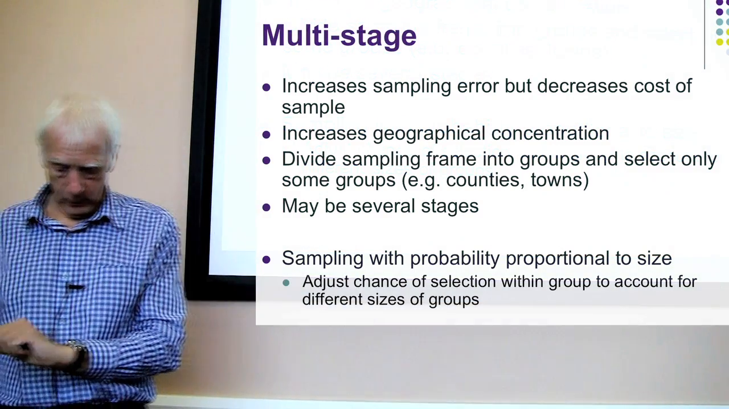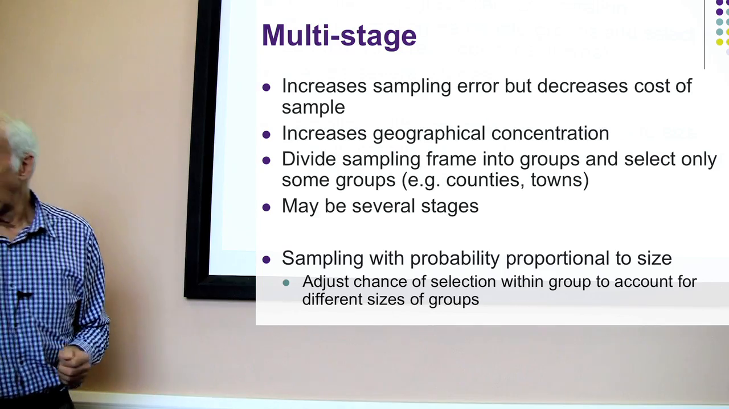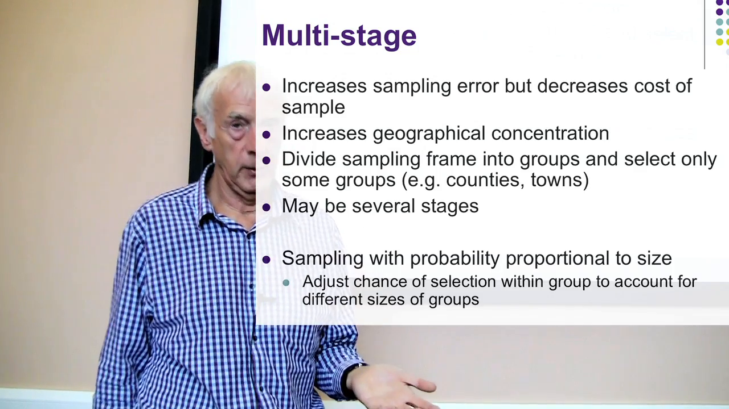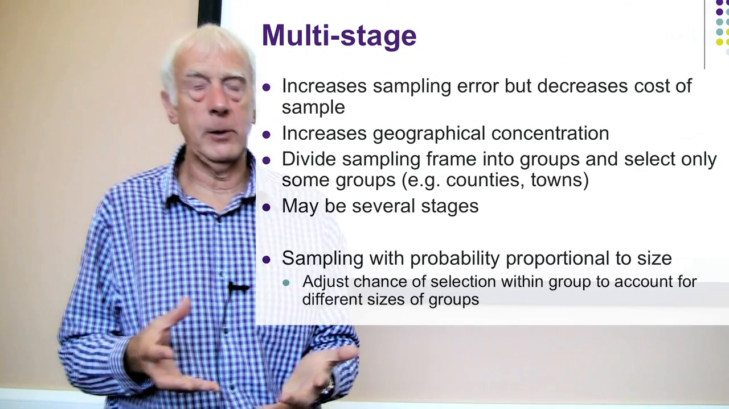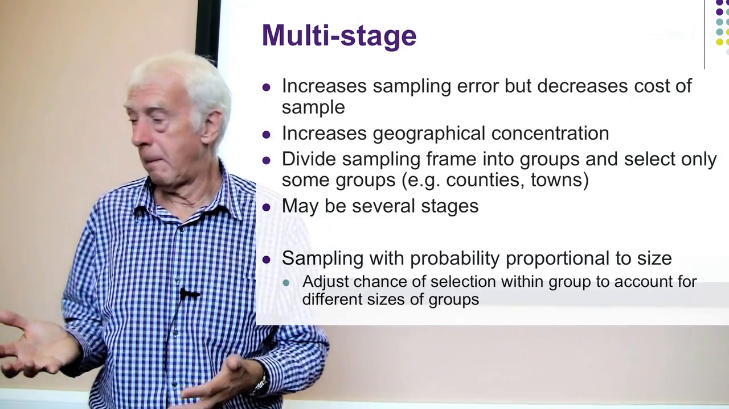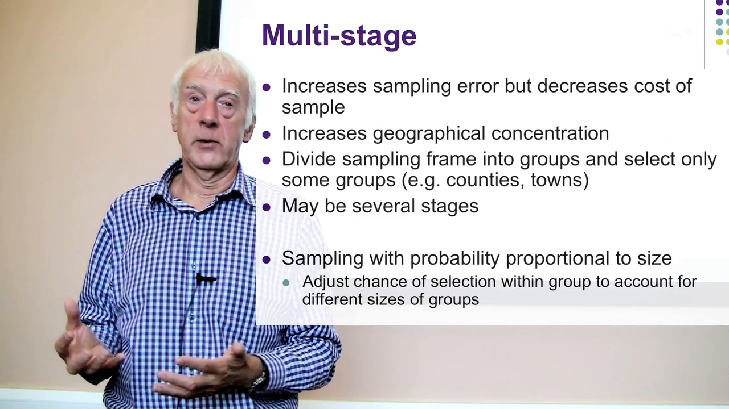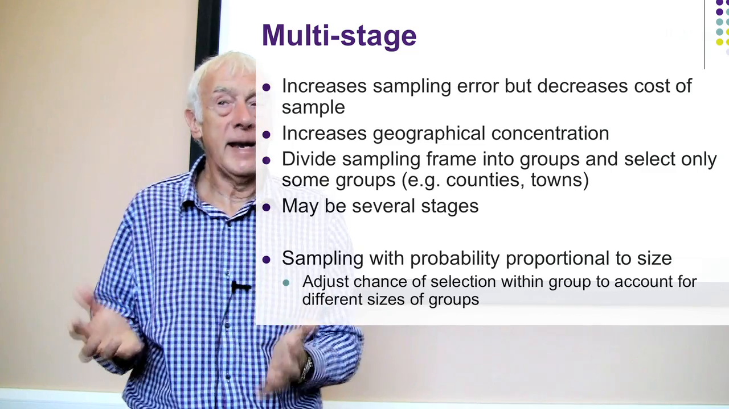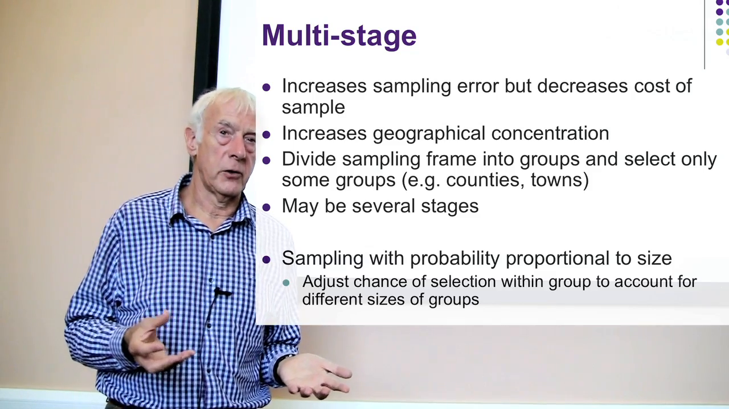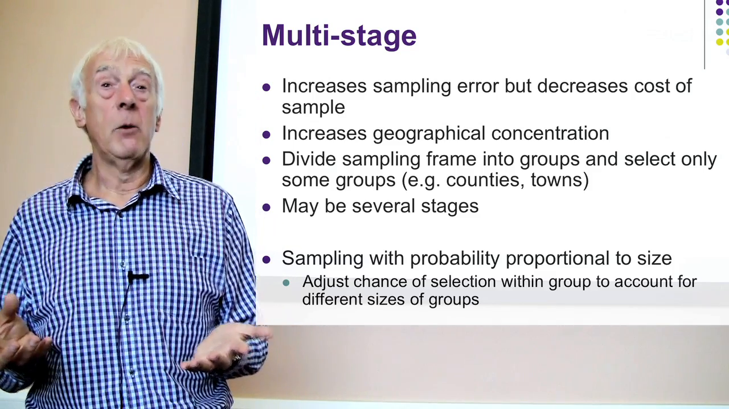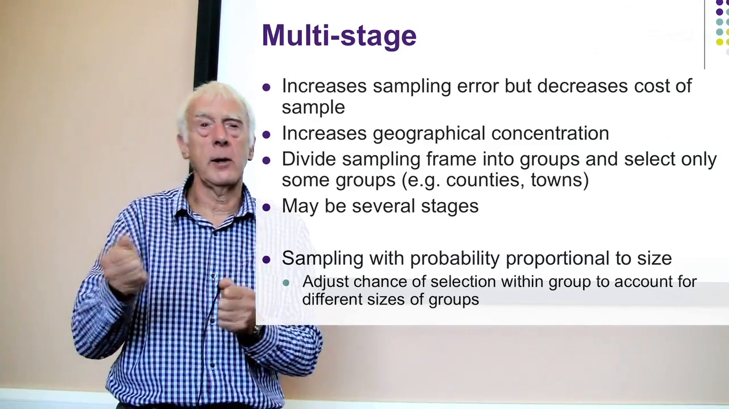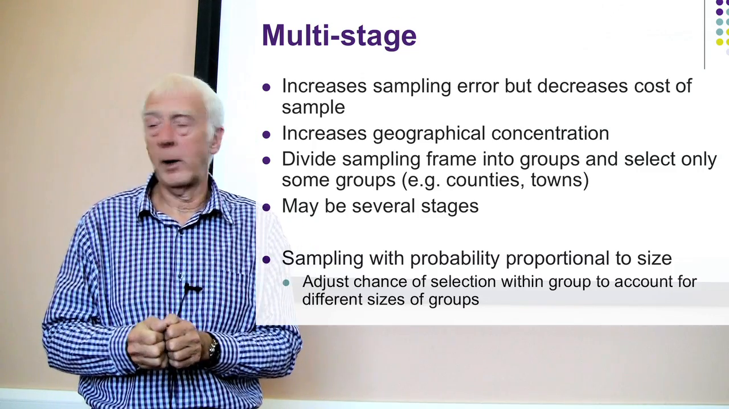Multistage sampling does the opposite thing to stratification. Stratification reduces the sampling error, makes it more likely your sample is typical. Multistage does the opposite, makes it more likely it's untypical, but it's done for practical reasons, because it's impractical to do it any other way. It increases geographical concentration, which makes it more convenient, because you can get to people and get to the places, particularly if you're doing face-to-face interviews in some way.